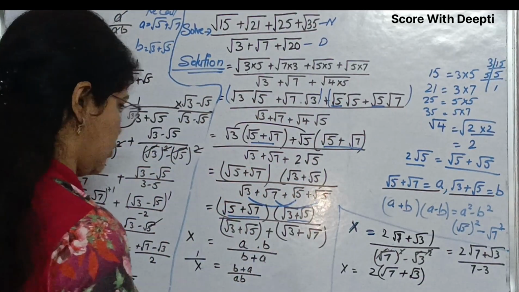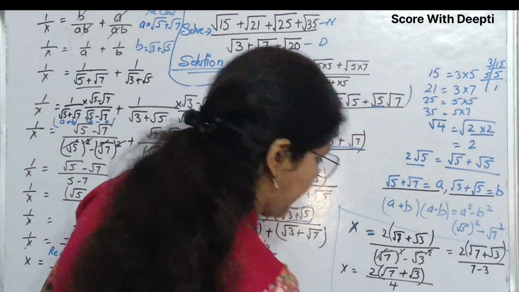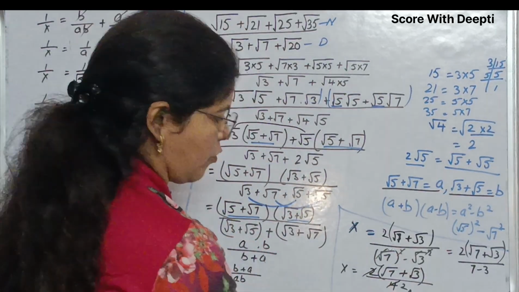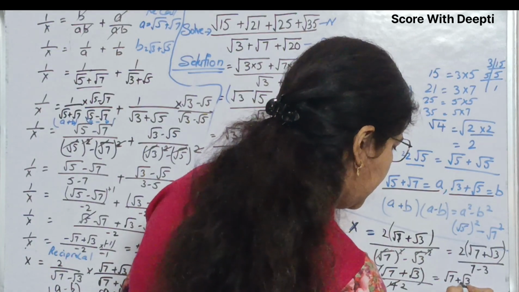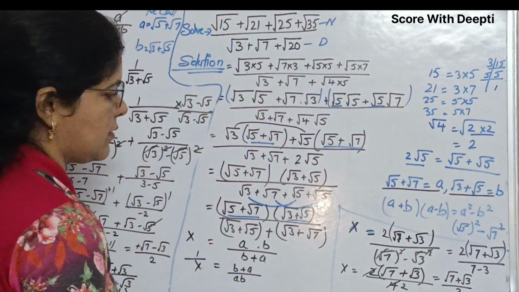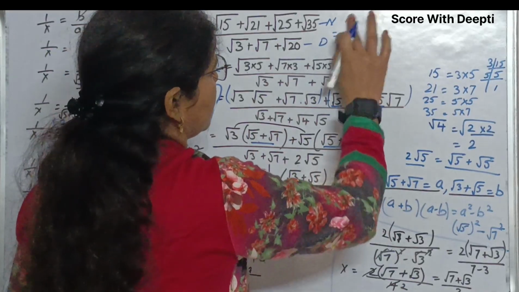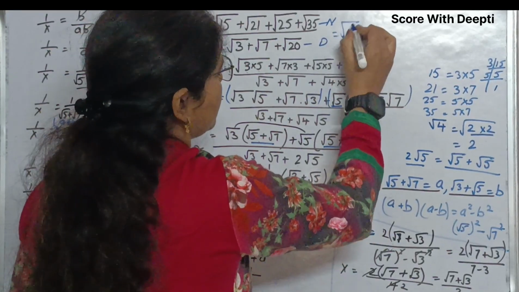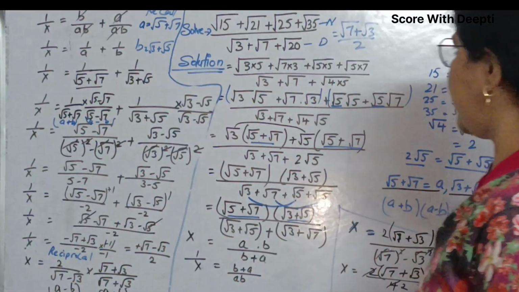Here we get 7 minus 3, which is 4, and 2 over 4 gives us 1 over 2. So x equals square root 7 plus square root 3 over 2, which means the answer is square root 7 plus square root 3 over 2. This is the answer of this question.